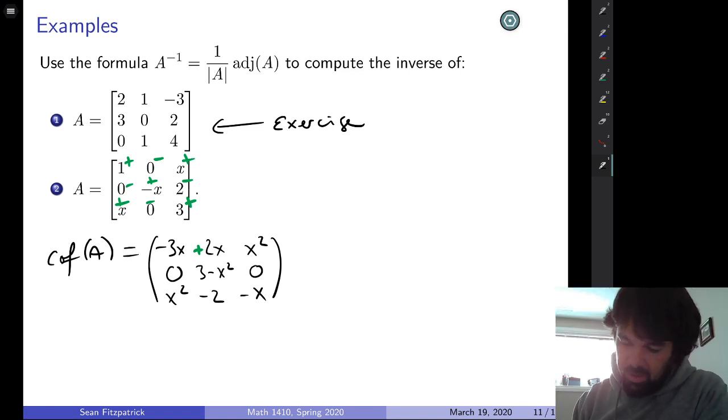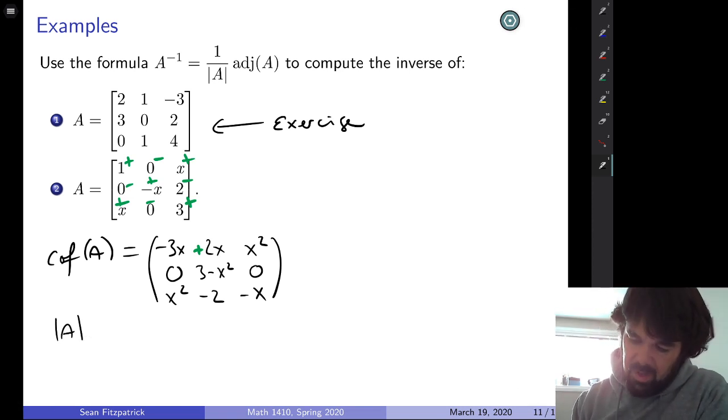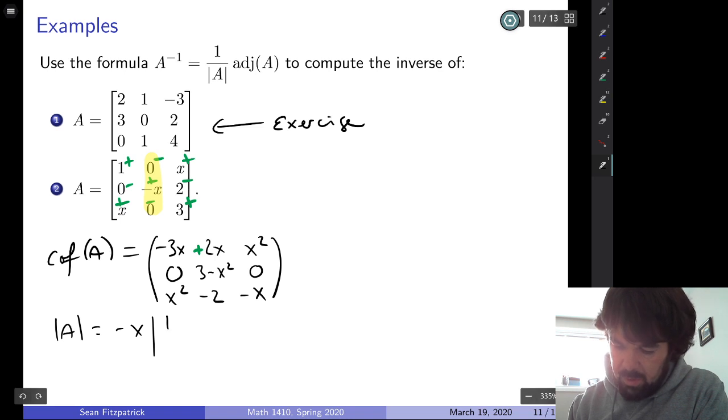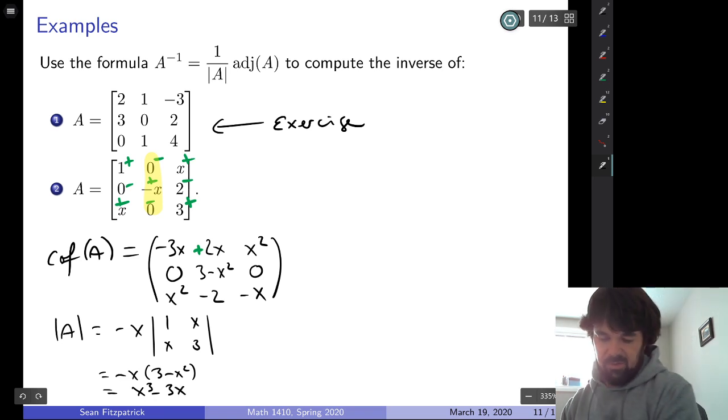I can also get the determinant of A. And let's just do cofactor expansion along. Well, actually, let's do cofactor expansion down the middle, so we only have to do one of them. Okay, so we get minus x times the determinant we get when we delete that column and the middle row. 1 x 3, right? Which is, of course, that middle cofactor. So we get minus x times 3 minus x squared. So we can write that as x cubed minus 3x, right?